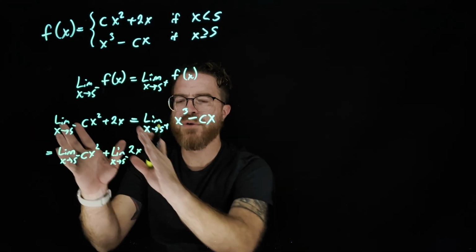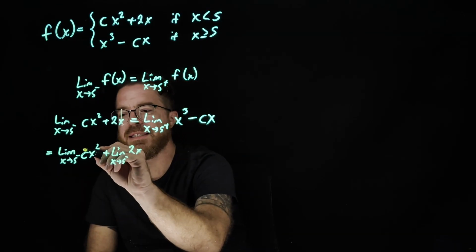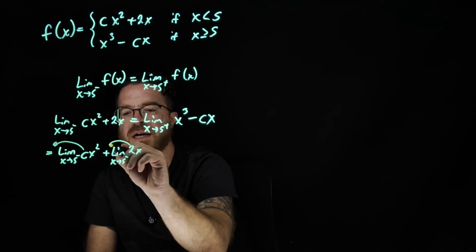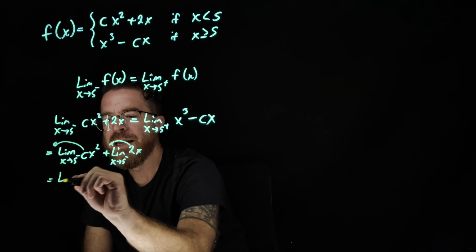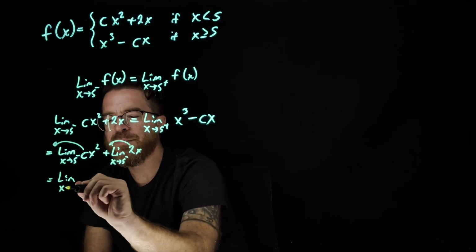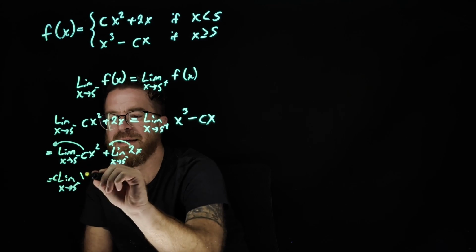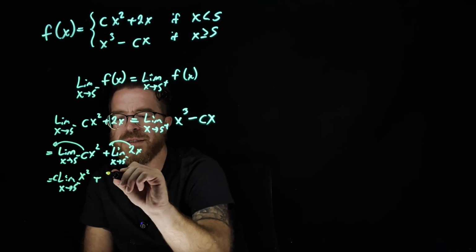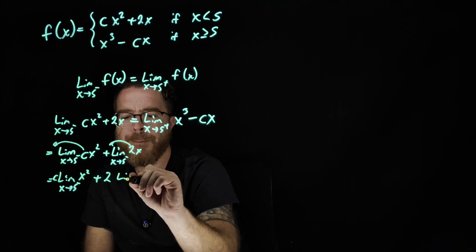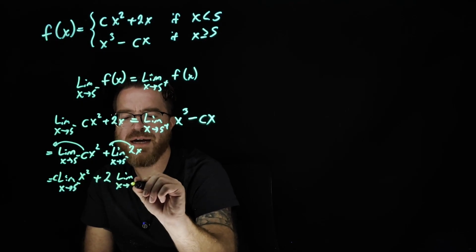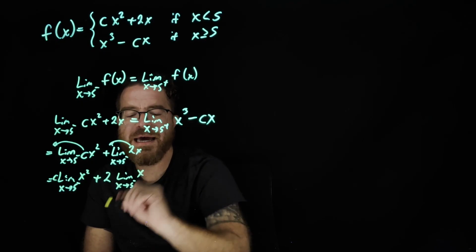I'm just going to focus on the left right now. This is a constant c, so I can pull this out. This 2 is constant, so I can pull this out. So I'm going to be left with the limit as x approaches 5 from the left. It's going to be c times the limit of x squared, plus 2 times the limit as x approaches 5 from the left of x.